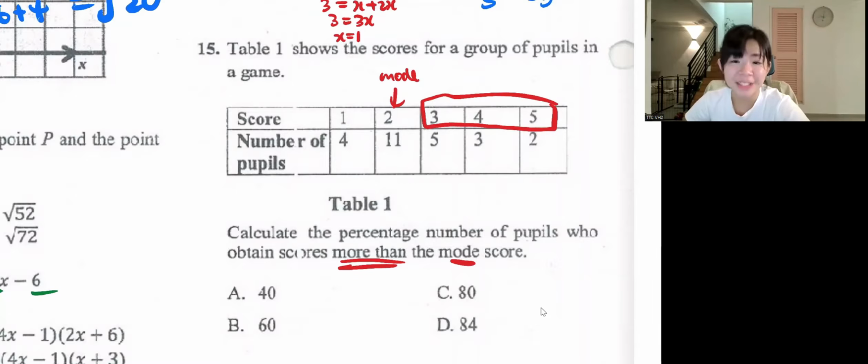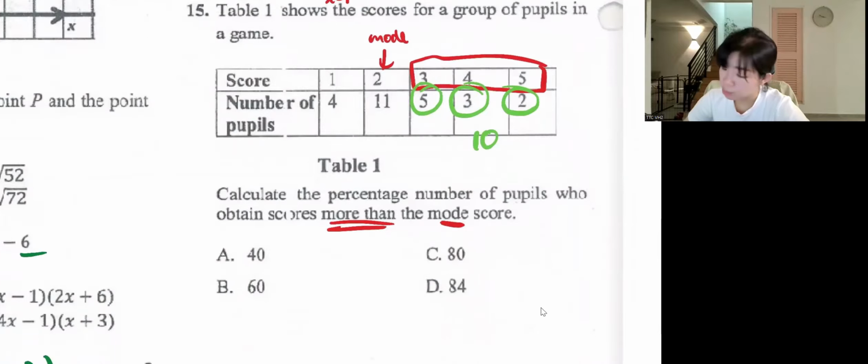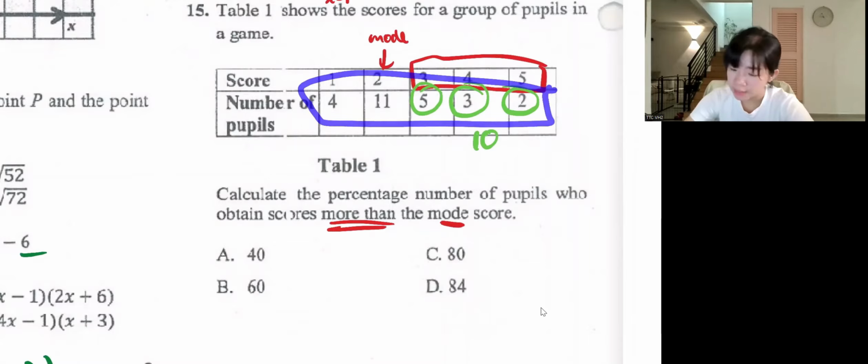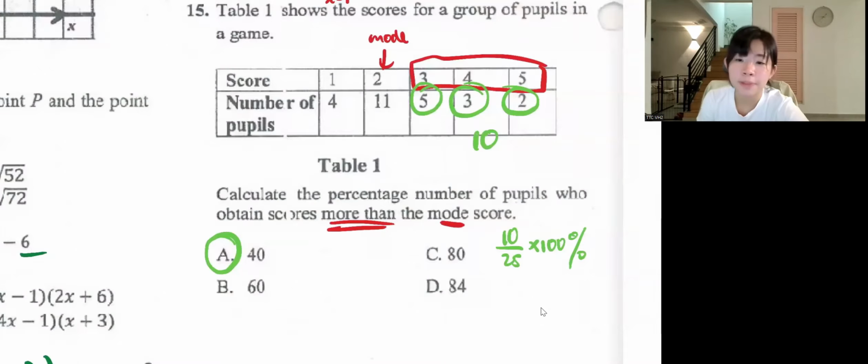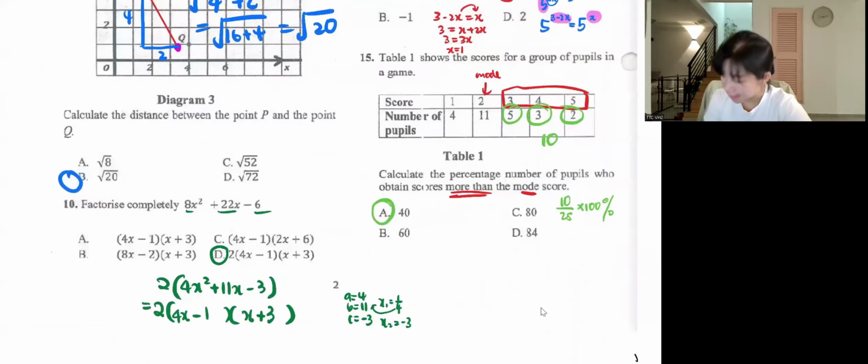And then you convert it to percentage. So we have total, it is 5, 3, 2. So we have total 10 people. 10 people score more than the mode. And this 10 people is how much in percentage? These people who score more than the mode, 10 people. So total we have, you total up 25 people, isn't it? So 10 over 25 times 100%. So this 10 people is how much percentage? It is 40% of the pupils. Answer A. Yep.